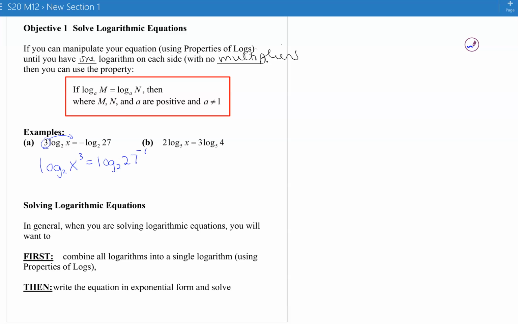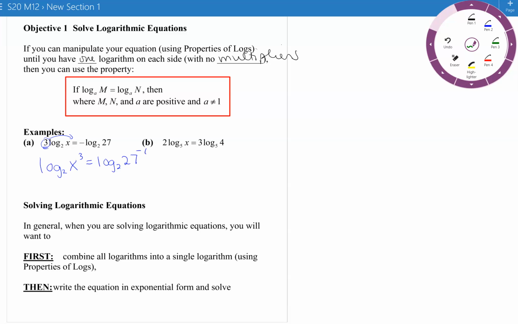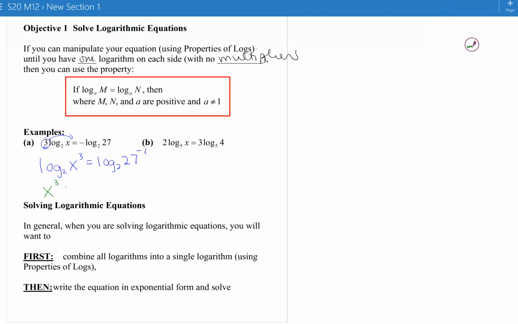So now that we have two logarithms that are equal to each other, it has to be true that their arguments are equal to each other. And so x cubed has to equal 27 to the negative 1. So let me write that as x cubed equals 1 over 27. And then hopefully you see that by taking the cube root of both sides, we get x equals 1/3. So the x that works in this equation is x equals 1/3.